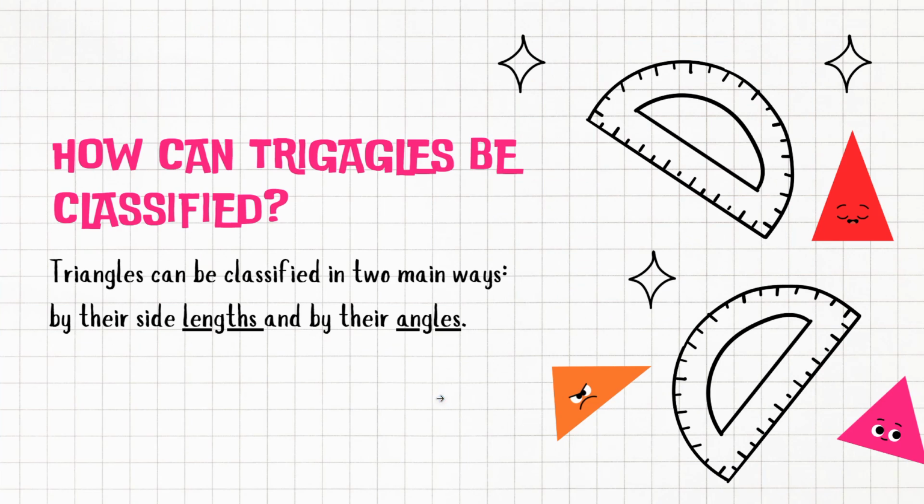How can triangles be classified? Triangles can be classified in two main ways, yes, by their side lengths and by their angles. And you have these different geometric instruments that you can use.